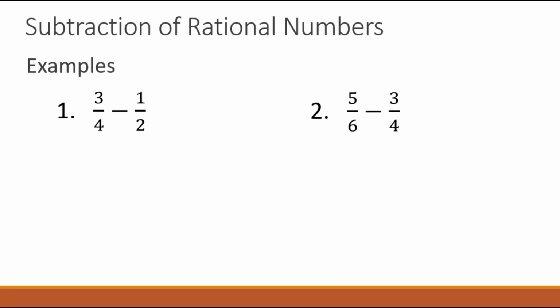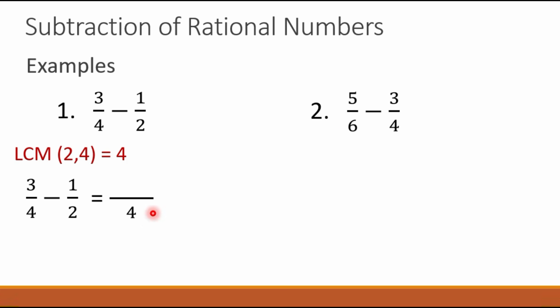Now let's proceed to the second topic, which is subtraction of rational numbers or subtraction of fractions. So for number 1, we have 3/4 minus 1/2. So first thing that we should do is find the LCM of 4 and 2. So the LCM is equal to 4. Copy the given, 3/4 minus 1/2. Write our LCD, or the least common denominator.